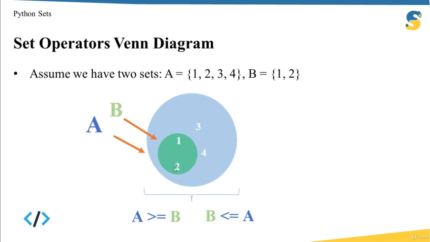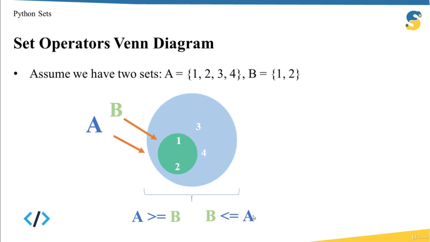So in this simple example, you will note that all the items which are available in B are available in A. So here we say A is bigger than B, or A is a superset of B, which means all items of B are available in A. Or we can say B is a subset of A, or B is smaller or equal to A, which means all the items that are available in B are available in A.